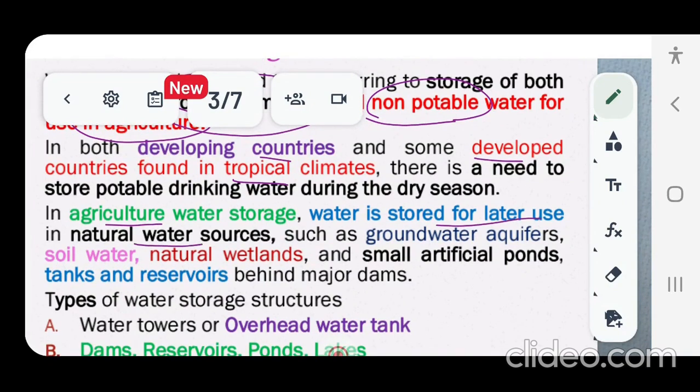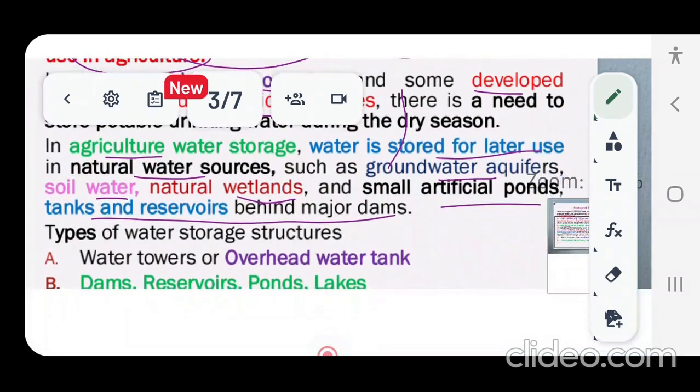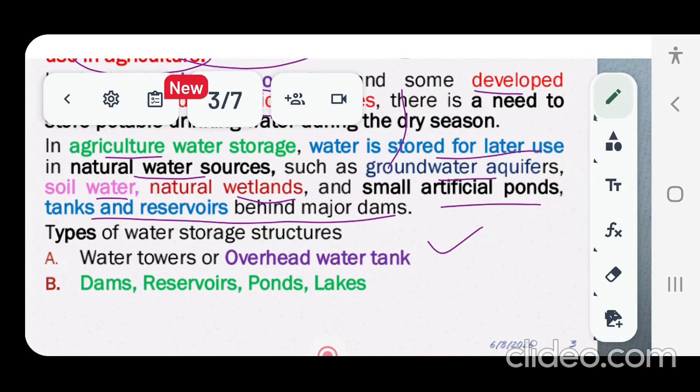You actually store it in forms of natural water resources like groundwater, aquifers, soil water, natural wetlands, artificial ponds, tanks and reservoirs, and major dams. But for drinking water, for general water consumption, we will be storing the water in water towers or overhead water tanks.